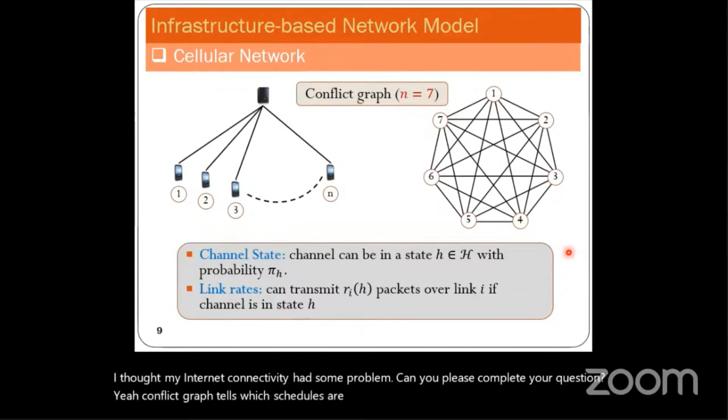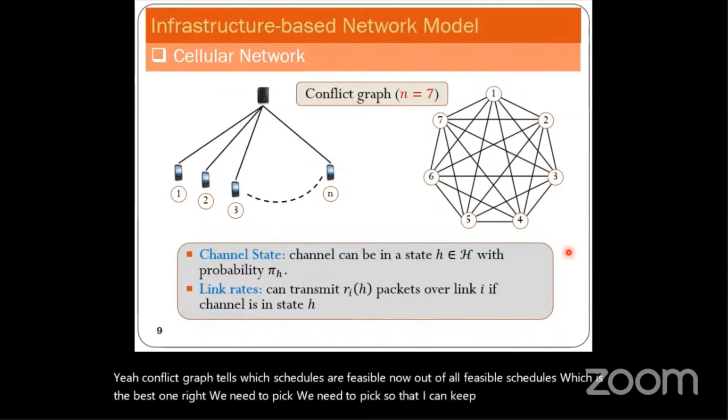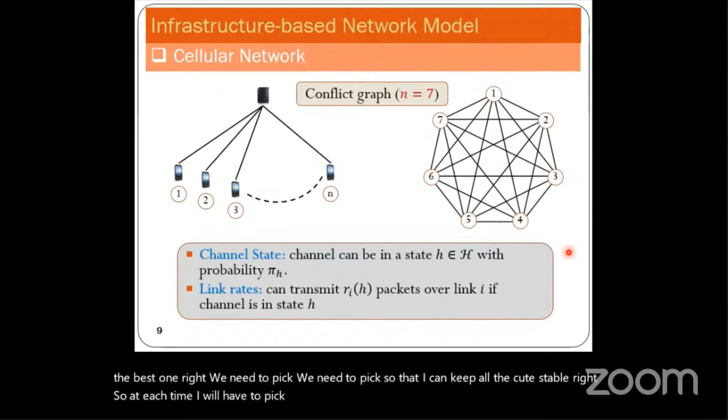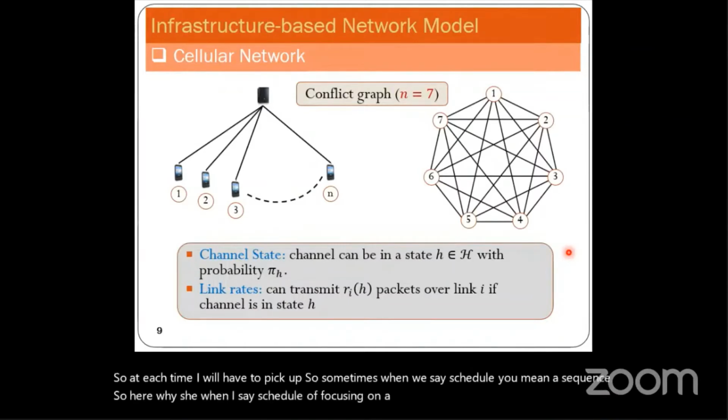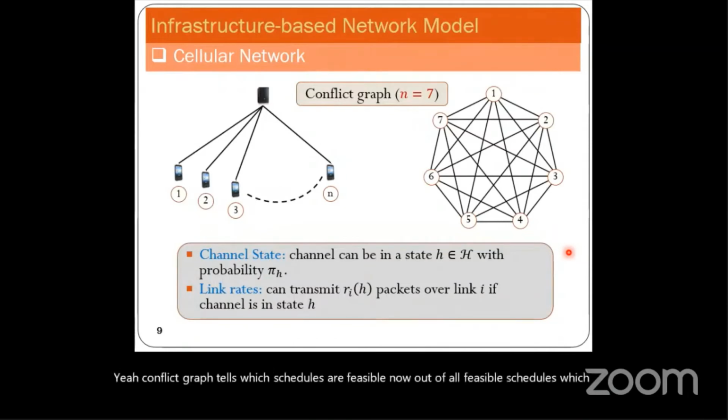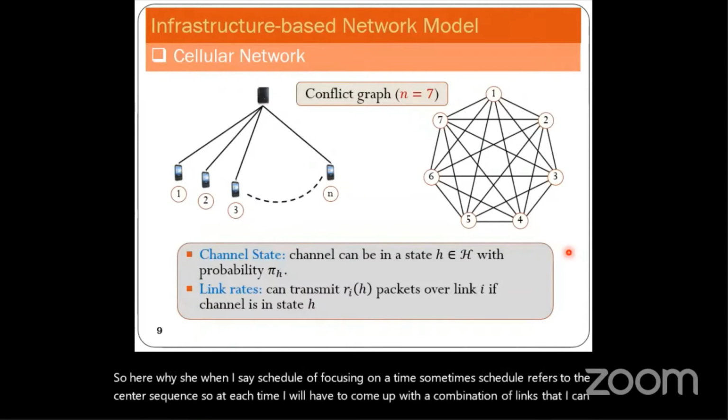Now, out of all feasible schedules, which is the best one? We need to pick so that I can keep all the queues stable, right? So at each time I'll have to pick one. Sometimes when we say schedule, you mean a sequence. Here, when I say schedule, I'm focusing on a single time. Sometimes schedule refers to the entire sequence. So at each time I'll have to come up with a combination of links that I can activate, and the sequence of combinations of links is called a schedule. That is also how people define schedule.